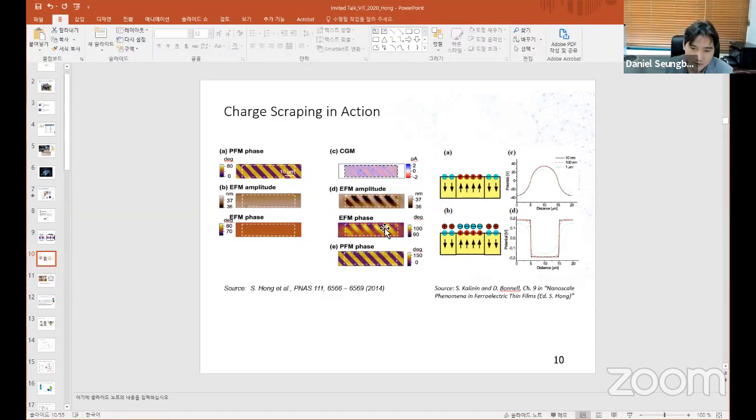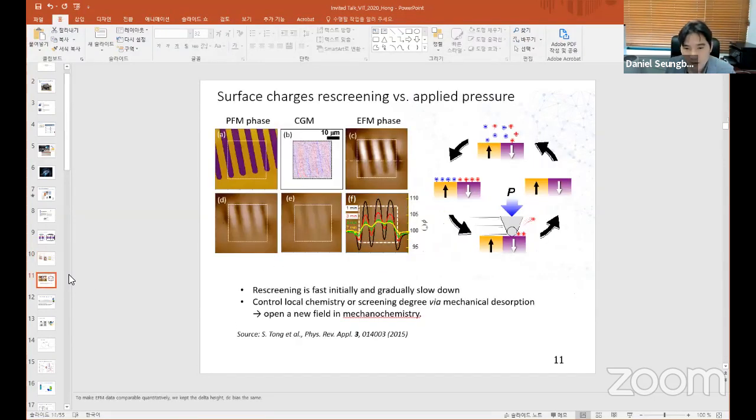And if you doubt the polarization, you do PFM again, and you see no difference. That means it has to do with the screening charge, which means we scrape the screening charge off of the surface. Now, can that come back to the same equilibrium state? Yes.